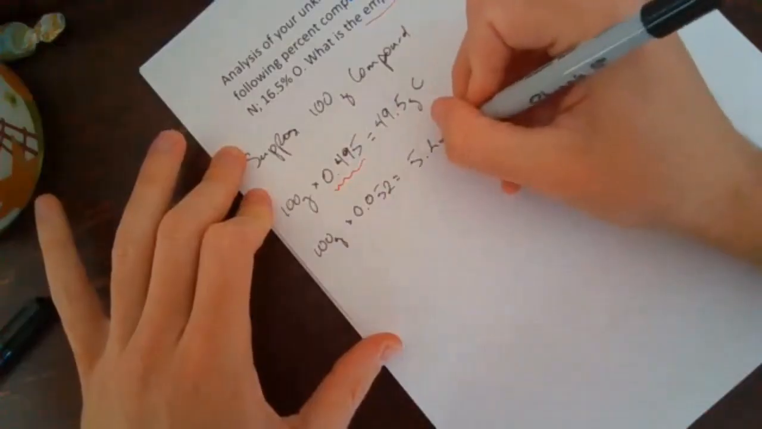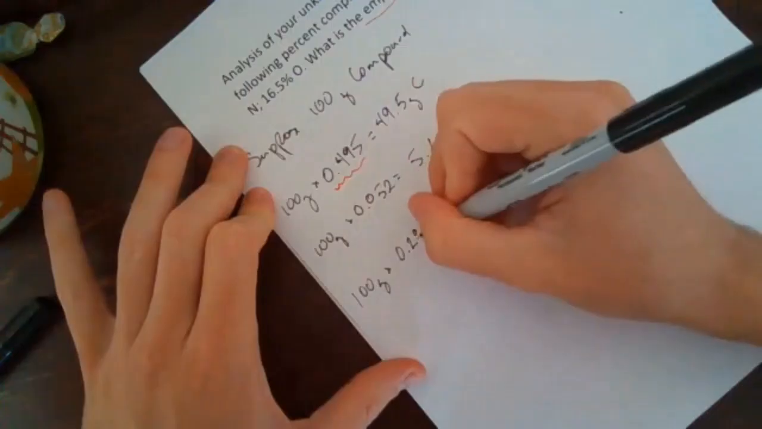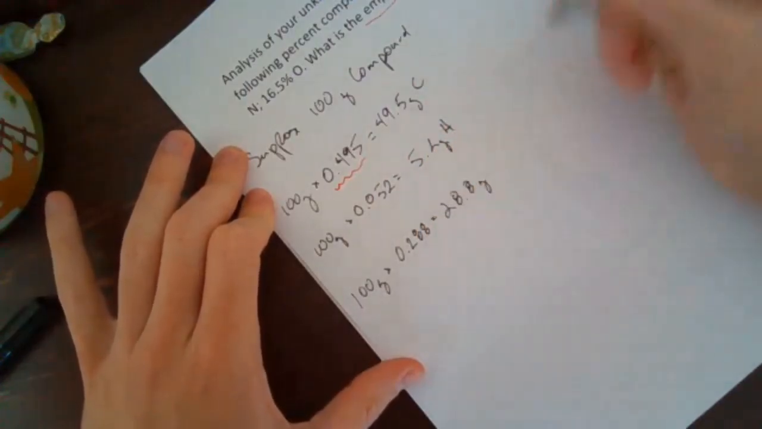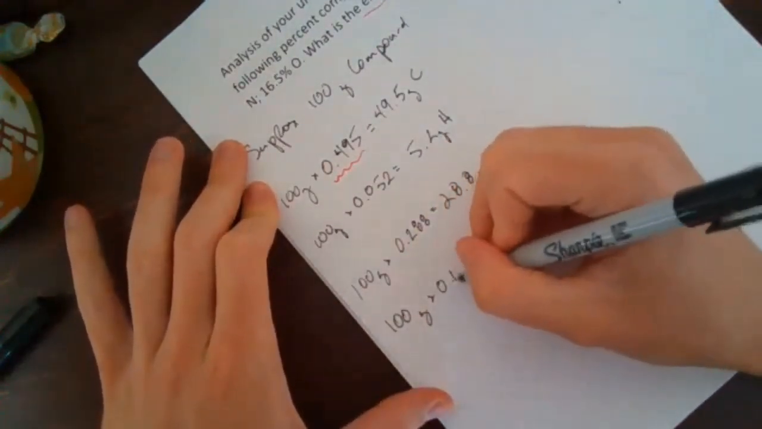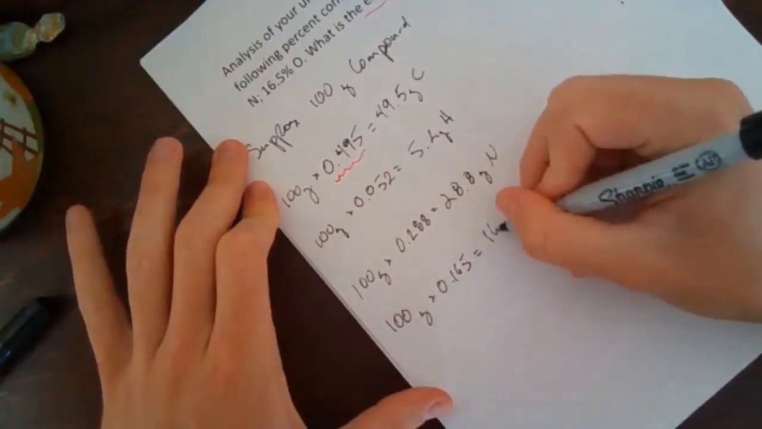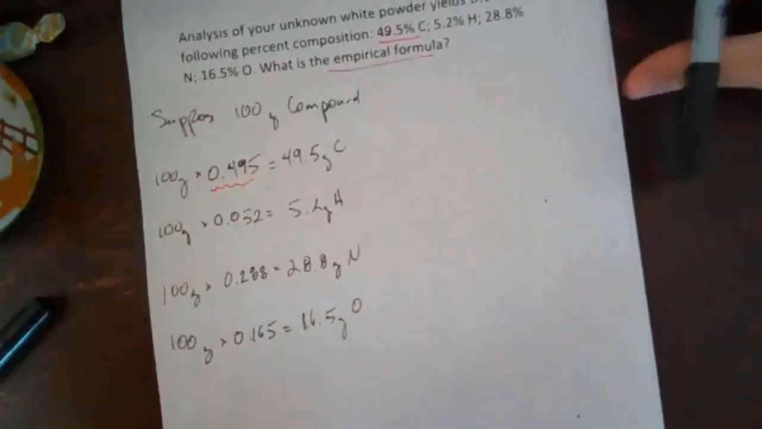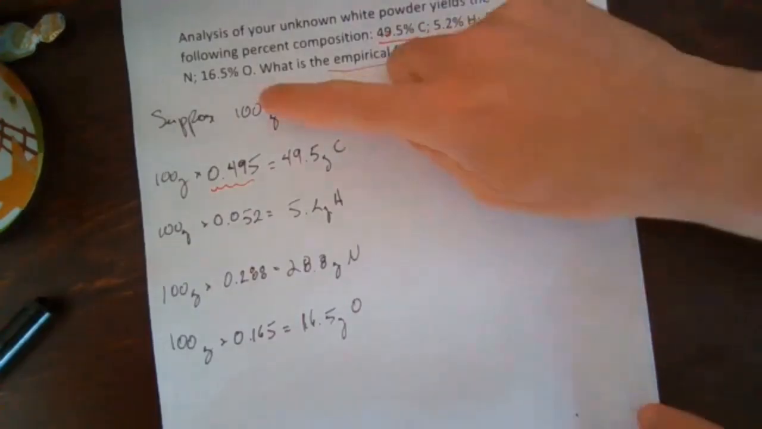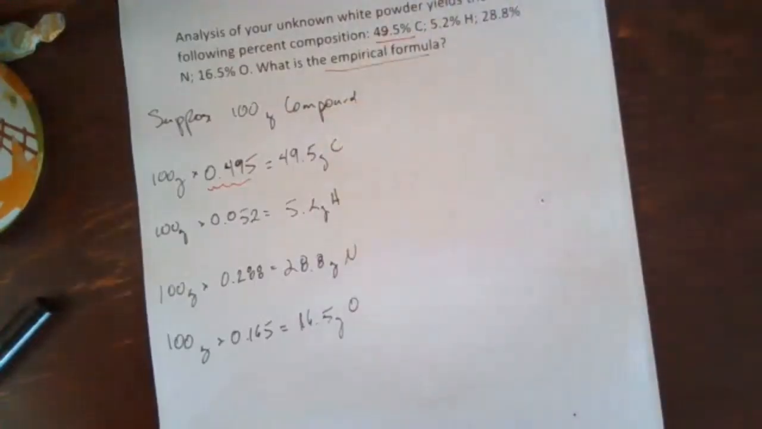Similarly, our 100 grams times 0.052 gives me 5.2 grams of hydrogen. The 0.288 gives me 28.8 grams of nitrogen. And the 0.165 gives me 16.5 grams of oxygen. So just by choosing 100, the numbers that we had as percentages just become grams of each particular type, which is great.